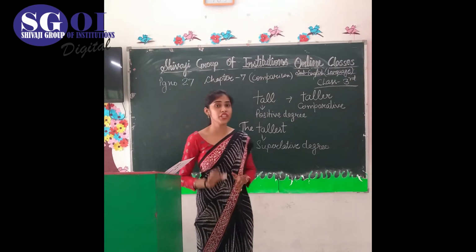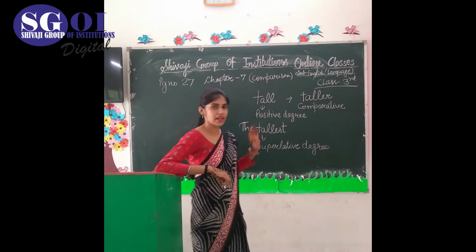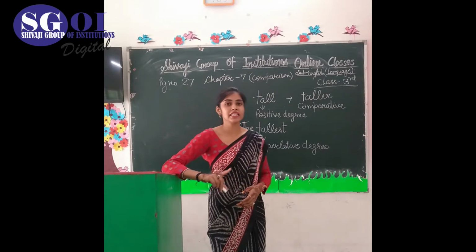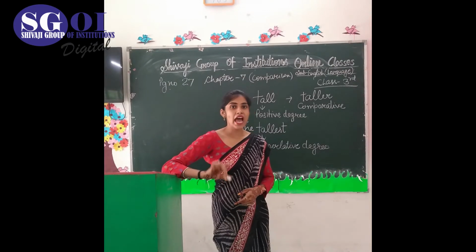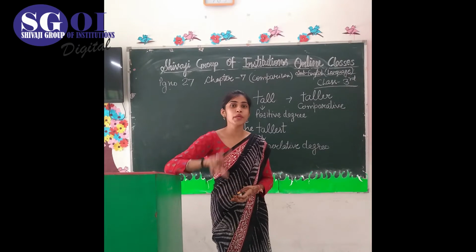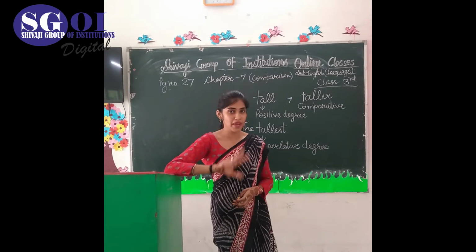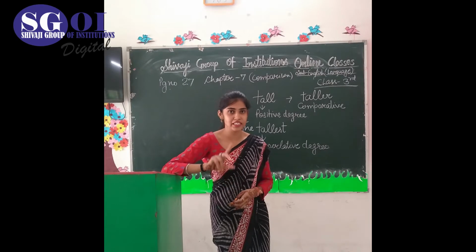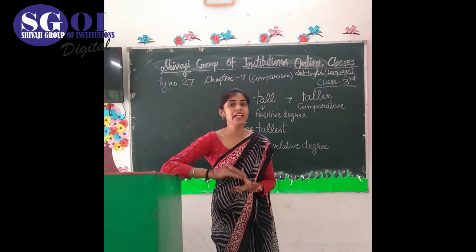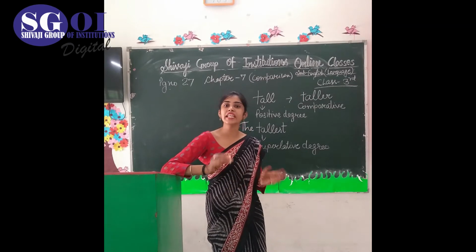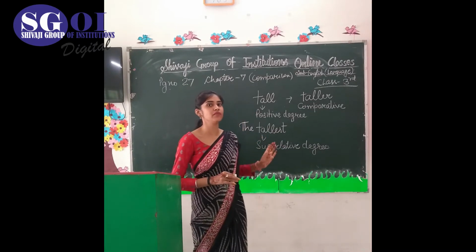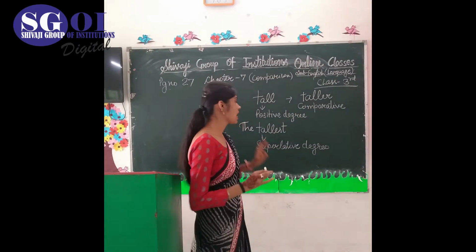Okay, we have seen the degrees of comparison. The first degree is positive, that is the adjective, and the second degree is comparative. For a comparison between two persons or two things, the comparative degree of comparison is used. When the comparison is among many, the superlative degree is used, and with the superlative degree we always use the.